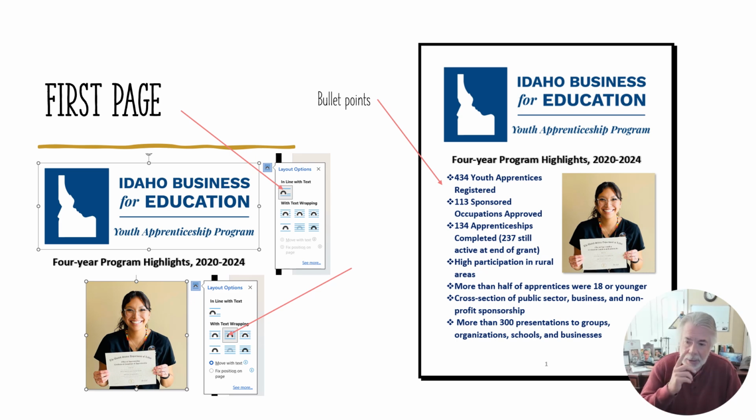Now, the image of the young woman who happens to be a member of a Native American tribe in northern Idaho, and she was the first Native American of her tribe to complete an apprenticeship, so it was a big deal. That one, if you look, I used the tight text wrapping option so that regardless of where that image goes, the text will wrap around it. That gives it a nice clean look. There's no just kind of random white space.